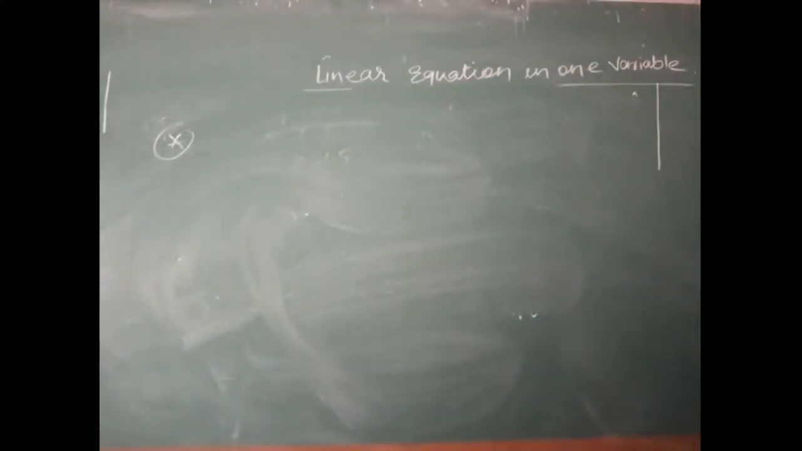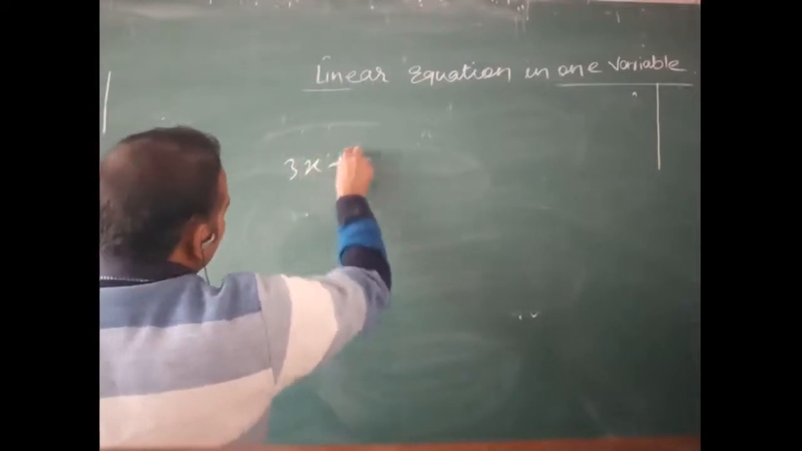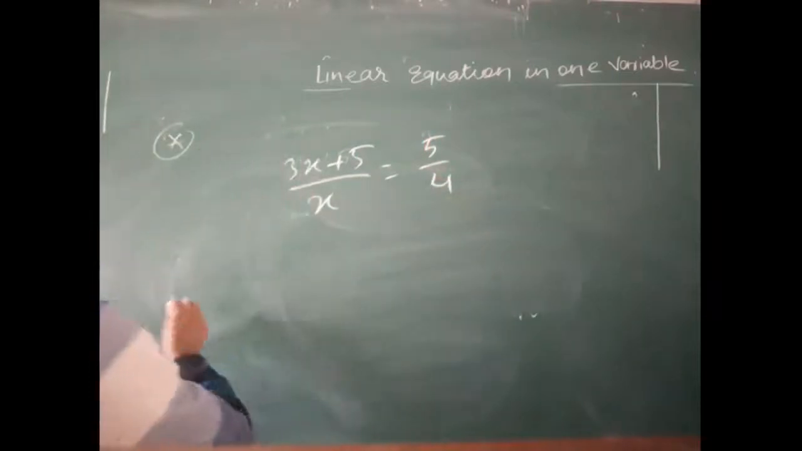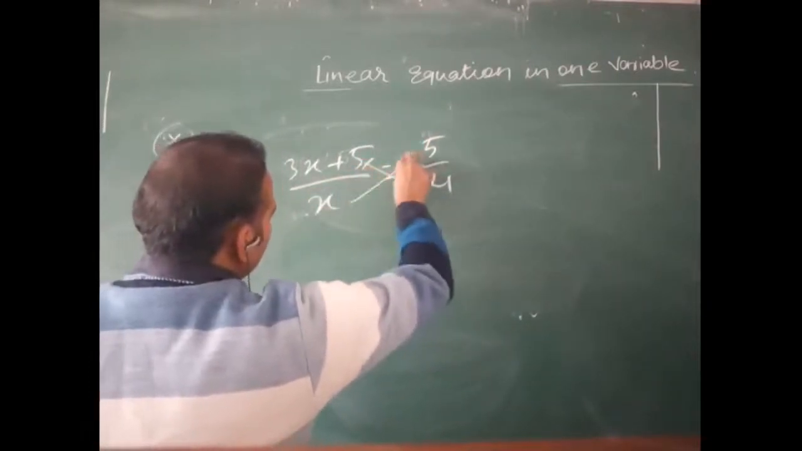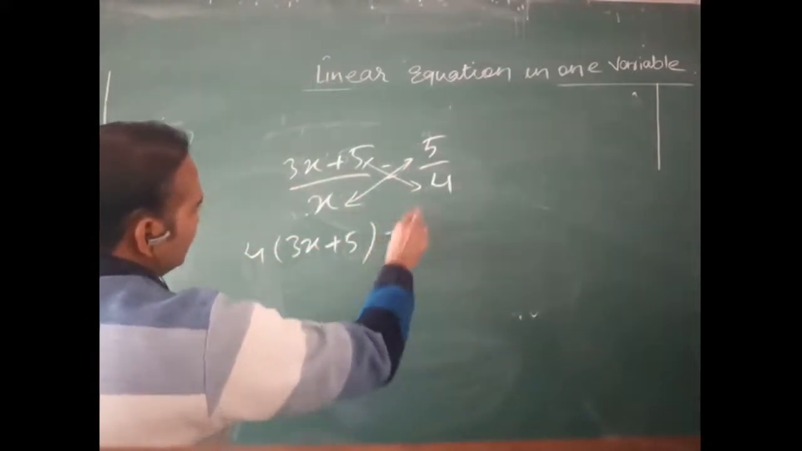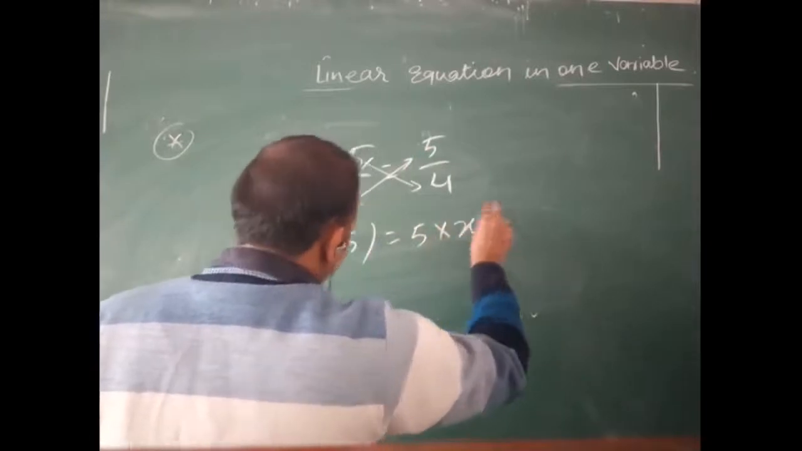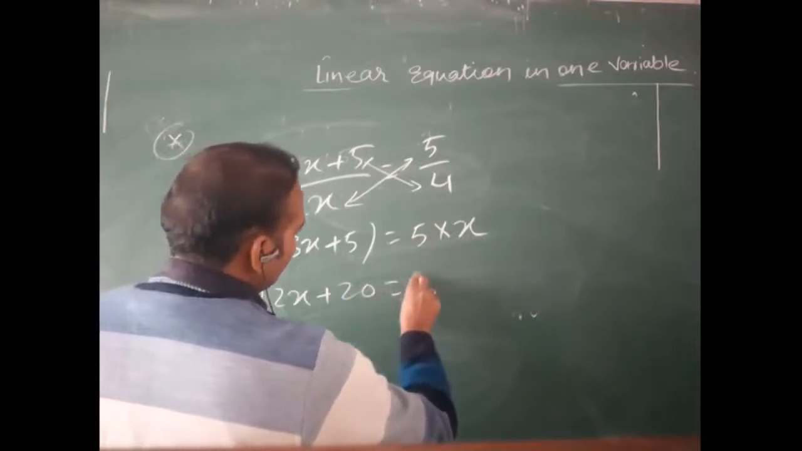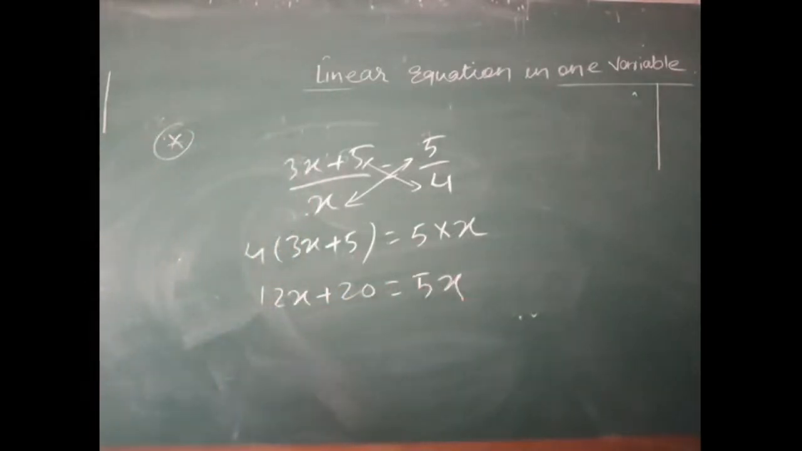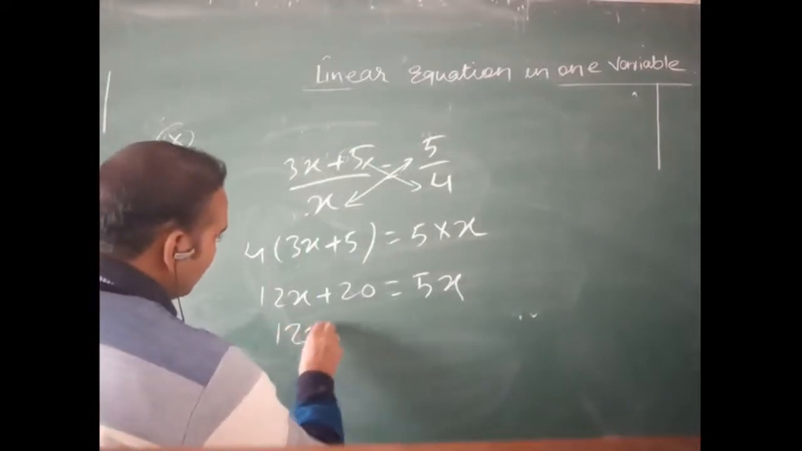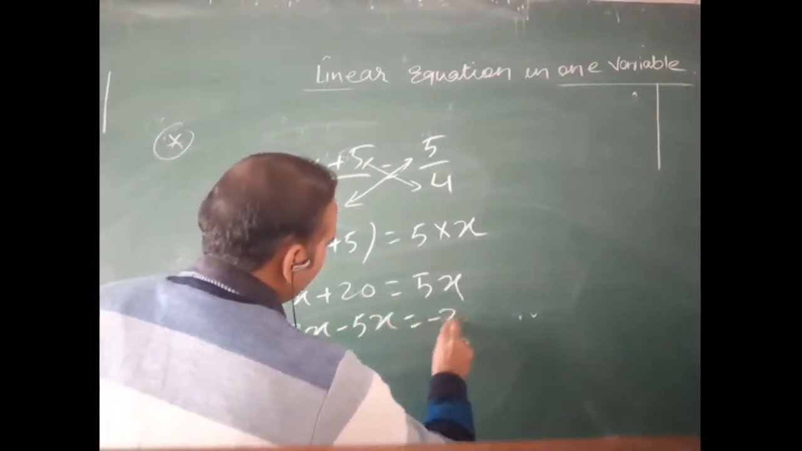Similarly, we have another equation like (3x plus 5) by x equal to 5 by 4. How to solve it? First we will make it cross multiplication. 4 into (3x plus 5) is equal to 5 into x. 12x plus 20 equal to 5x. Then the next step, what should we do? We have to keep variable on one side and constant on the other side. That is 12x minus 5x is equal to minus 20.